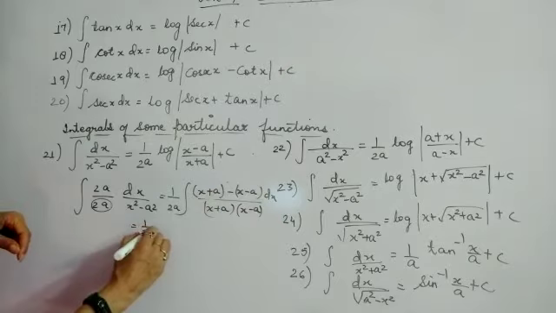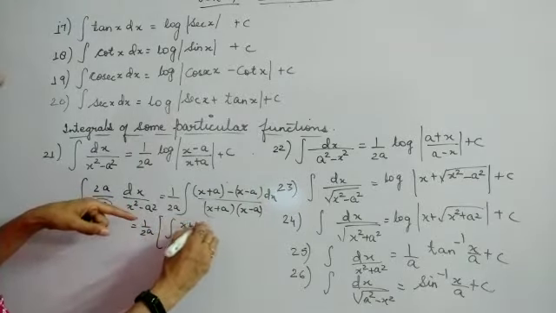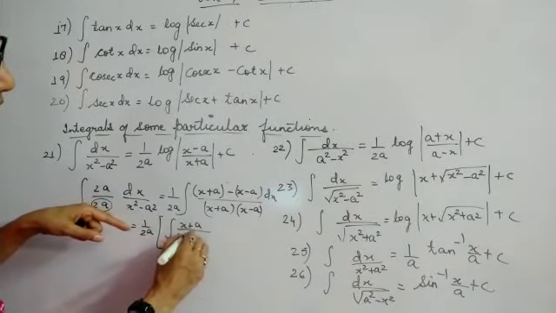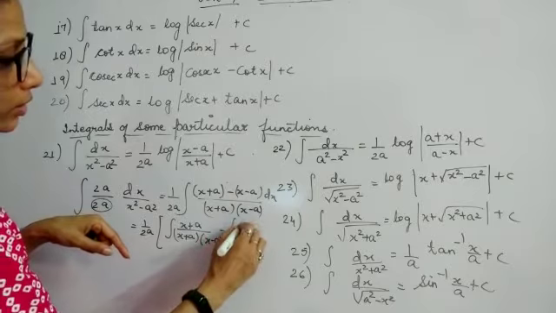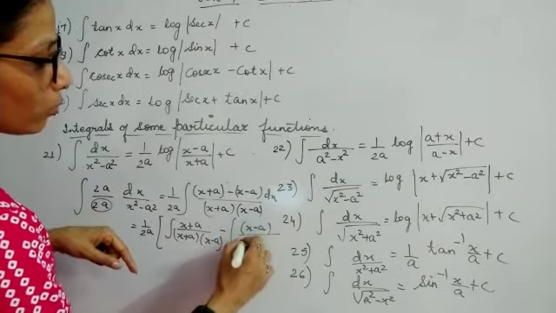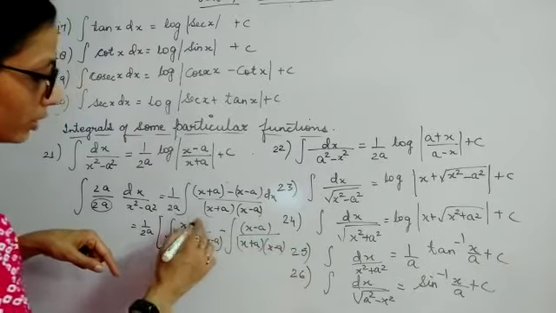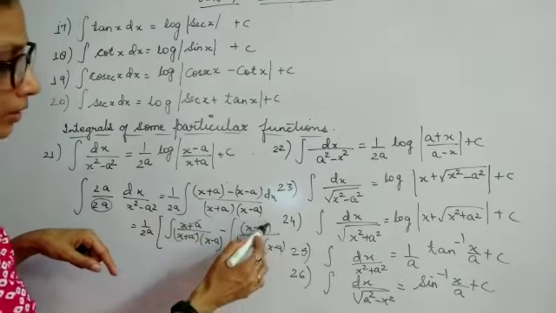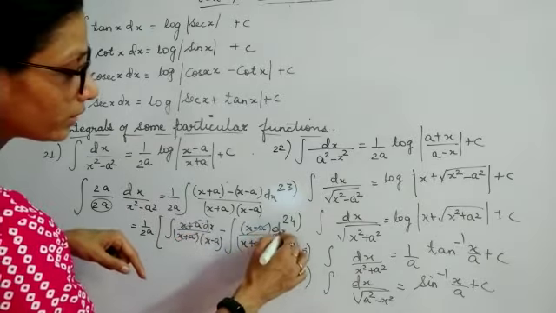So again this can be written as 1 upon 2a integration of x plus a. I will be separating my numerators. So this is x plus a upon x plus a and x minus a, minus integration of x minus a upon x plus a and x minus a. So here x plus a and x plus a are gone. Here x minus a and x minus a are gone. You are integrating it with respect to x.